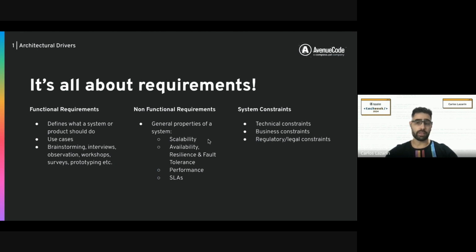And then we have our system constraints that limit us, right? The limits. So we have technical constraints. Maybe our team does not have enough knowledge in a specific technology, or we need to work with a specific cloud provider. And we also have business constraints. We have a deadline that we need to follow, a short deadline or a budget limitation. Also, we have some regulatory legal constraints. Some countries have laws that we need to follow, and this limits our design, right?